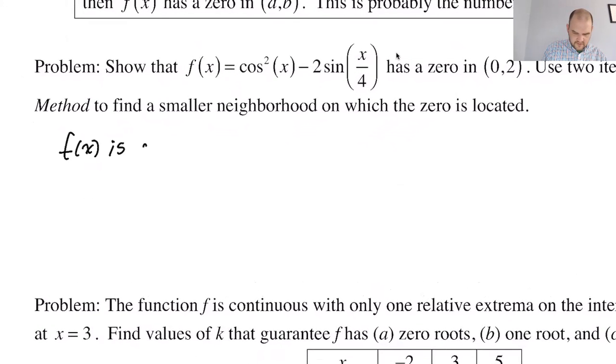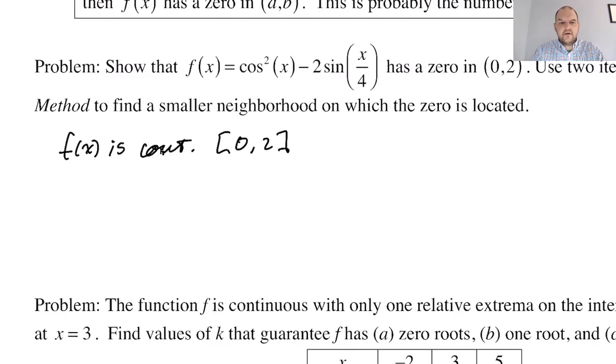It is continuous on the closed interval. How do I know it's continuous? It's a trig function minus a trig function, and both those trig functions are continuous. So it's continuous on the closed interval from 0 to 2. All right, let's go to the calculator and see what we get.